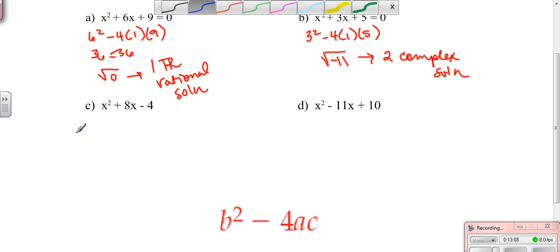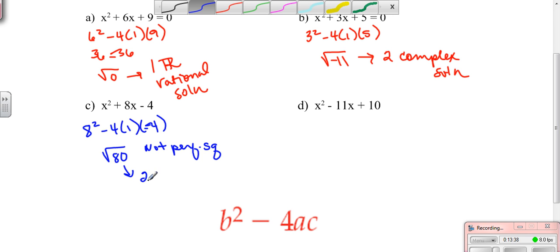If I look at this one, I'd have 8 squared minus 4 times a times c, which is negative 4. So I'm going to have 64 plus 16, the square root of 80. Now, the square root of 80 is not a perfect square, and so I'm going to be left with some sort of radical, which means that I'm going to have two irrational solutions.